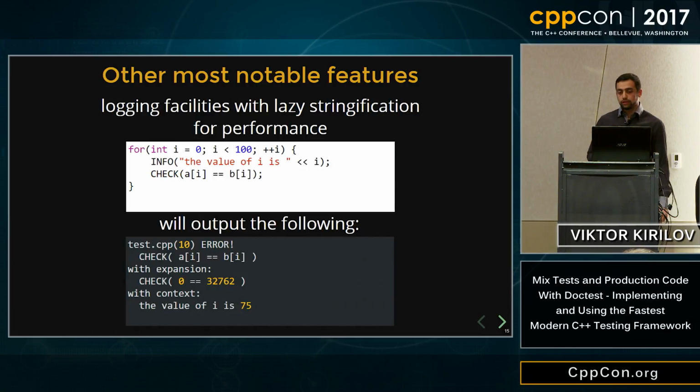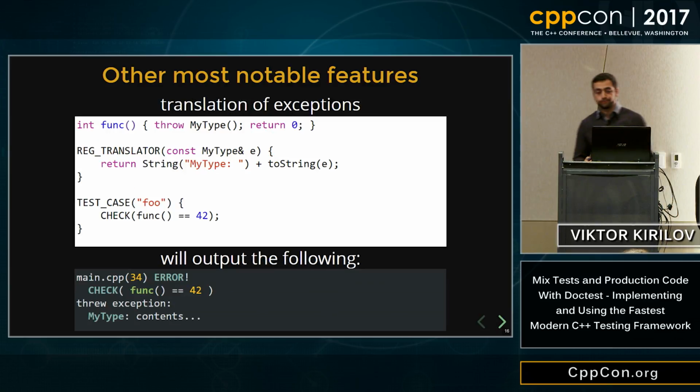There are also logging facilities. For example, in this case, if some element from the arrays don't match, we would like some context, like which element was it, so we can log the counter variable of the loop. What is special is that actually the string is not constructed unless the assertion fails. So there is lazy stringification for performance. Here, there is no allocation unless an assert fails. And the output from this would be, at the end, with context, the value of i is 75, if the assert fails.